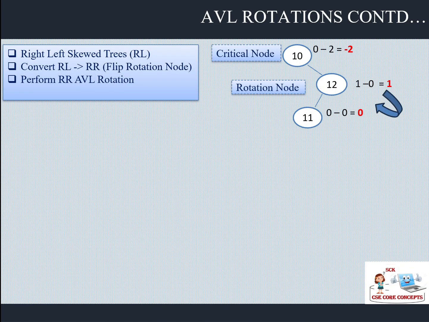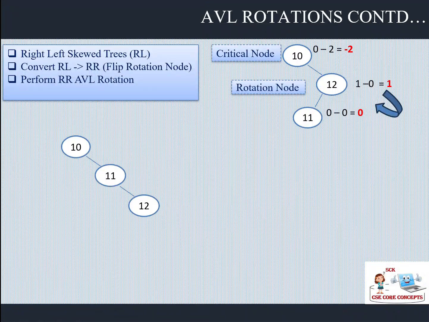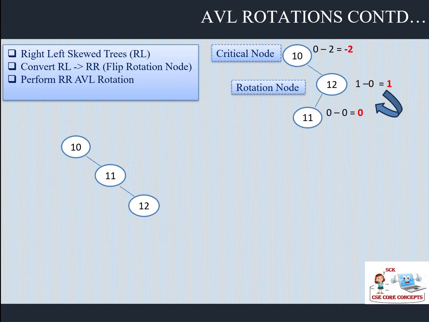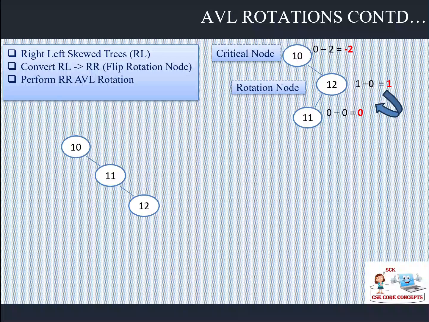We are simply going to flip 11 and 12 here, such that 11 goes to the position of 12, and since 12 is greater than 11, it will be on the right side of 11. You can see we are doing nothing with the critical node right now. We are working with the rotation node and the next node, just flipping them. When you flip it, you can see the tree now becomes a right skewed tree. So that is what we wanted.